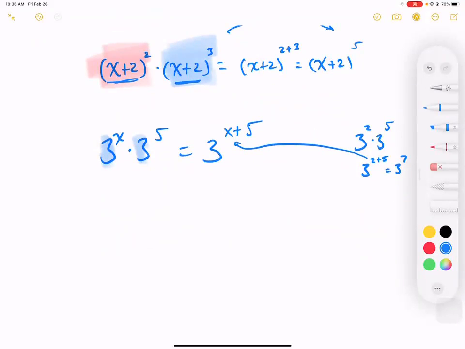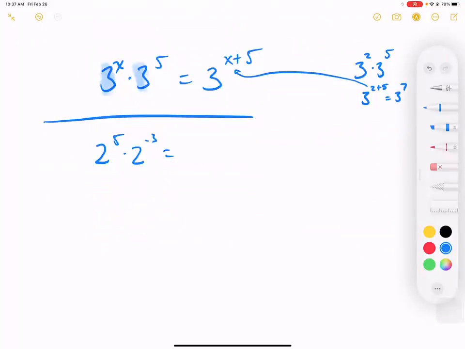What if we had a negative number? What if I said 2 to the 5th times 2 to the negative 3? And we'll talk about what negative numbers represent later. But what if we had a negative number? Well, it would still be adding. We would say 2 to the 5 minus 3. Well, we have 2 to the 2 power left.